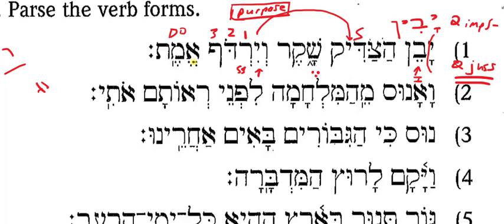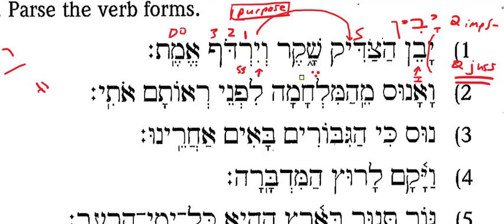Can you just go over real quick for my sake, one more time, how the pointing would be different if v'yirdof was a WCI and not a simple vav? Oh yeah. So if this were a WCI or a vayiqtol, the vav always has an A-class vowel under it, right? So it would be va, and then the yod would have a dagesh forte in it. So vayirdof. Okay. So we're missing the 2 diagnostic features.